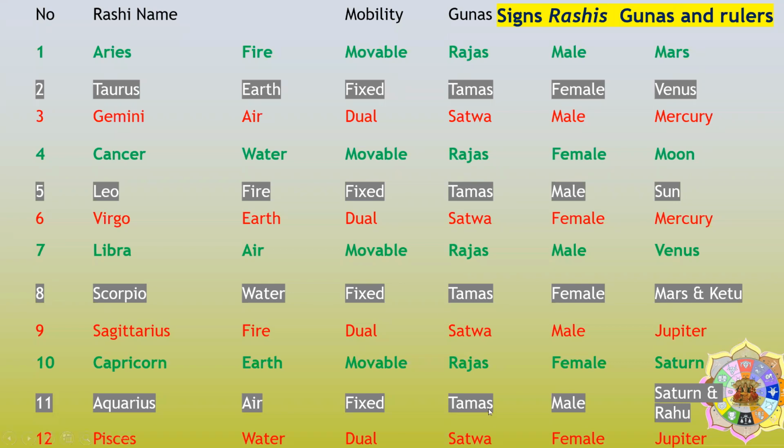And Aquarius again is a tamas sign. It's fixed. We know that it's male because it's number 11, an odd sign, and the rulership is Saturn and Rahu. Then we come to Pisces, which is the last of the zodiac.